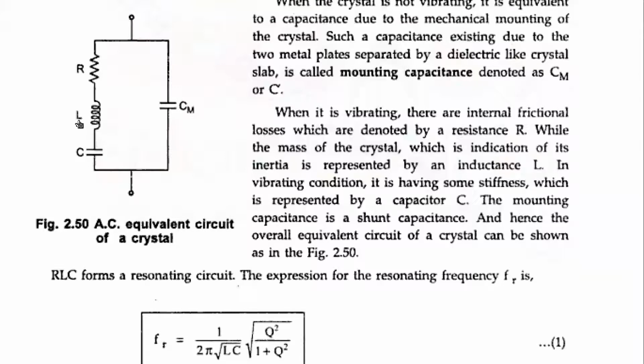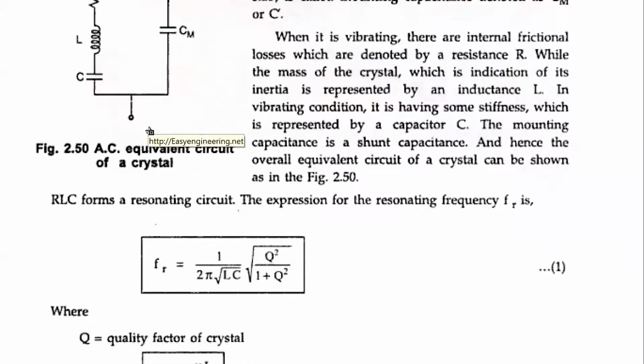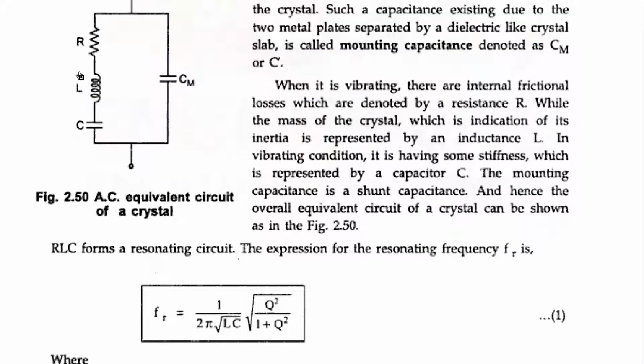What is the impedance of this L? j omega L. What is the impedance of this C? 1 by j omega C. What is the impedance of this Cm? 1 by j omega Cm. Taking that, it is as good as three resistors, easy for you, okay? Series combination. To the result you get, you will use the parallel formula. If this is Z1 and this is Z2, then Z1 Z2 by Z1 plus Z2.